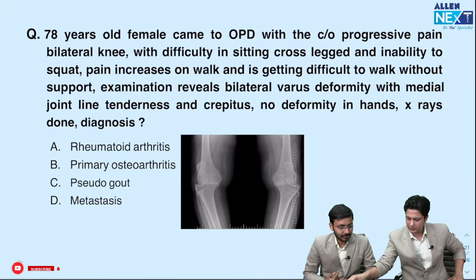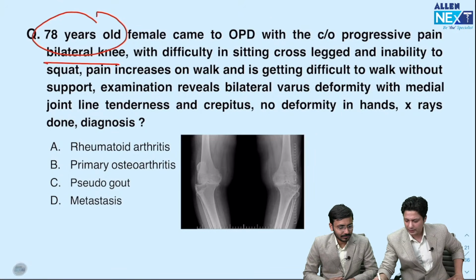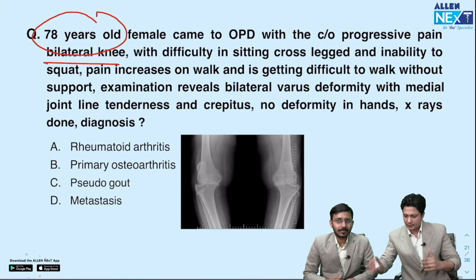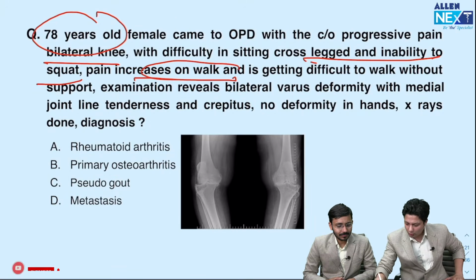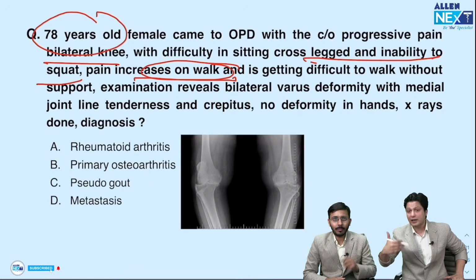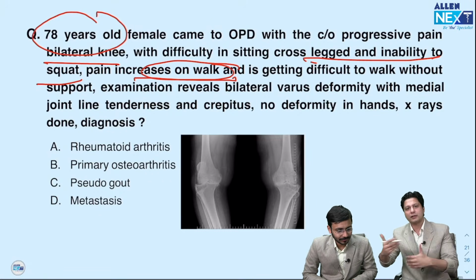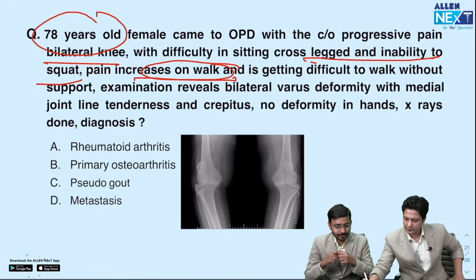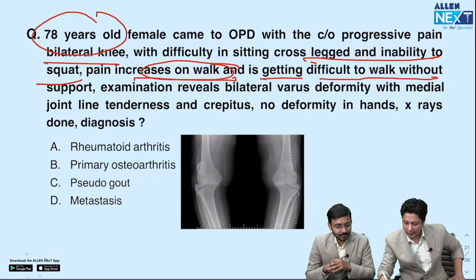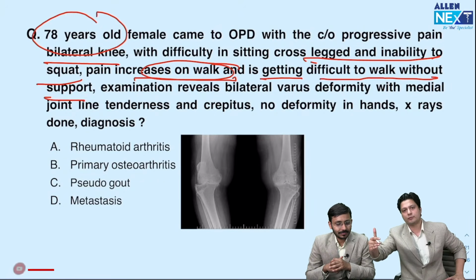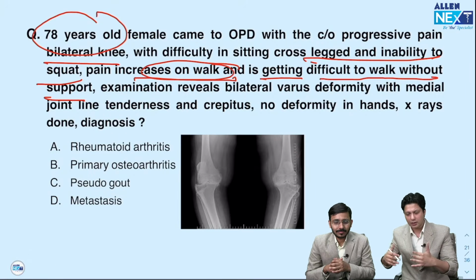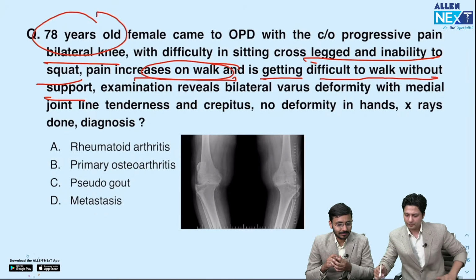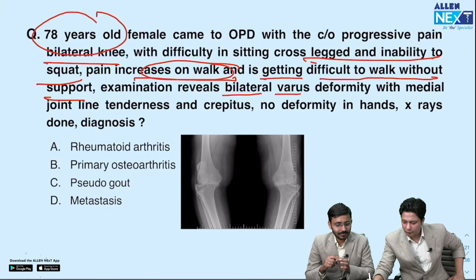A 78-year-old female, the age is very important, came to OPD with the complaint of progressive pain in both knees, with difficulty in sitting cross-legged and inability to squat. Pain increases on walking, which means it is related to activity. Once there is more activity, there will be more pain. It is getting difficult to walk without support. So progressive deformity and progressive pain are there, and it is getting more and more difficult for the patient to walk on her own. Examination revealed bilateral varus deformity.